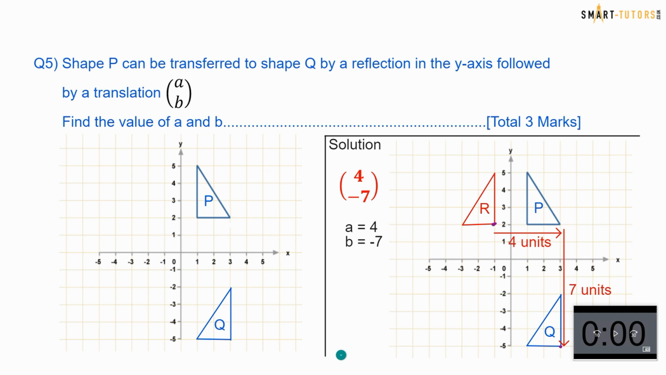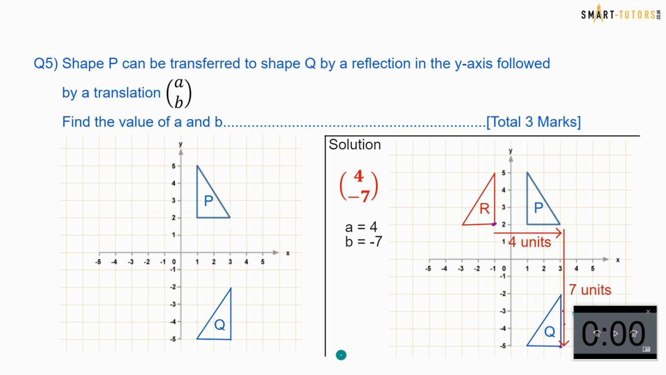Translation means if you move right-hand side it is positive, and if you move down it is negative. So how many units do you need to move right? 1, 2, 3, 4 units right, and down is 1, 2, 3, 4, 5, 6, 7 units you're going down. So in the vector format, the first one has to be the x. The next one is going to be the y.